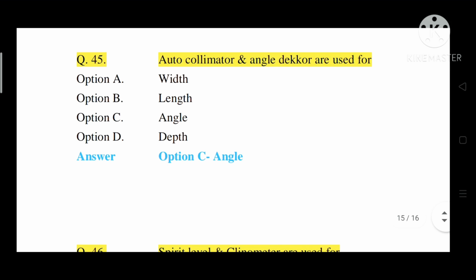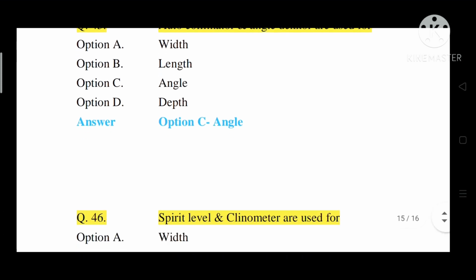Question number 45. Autocollimator and angle dekkor are used for what? Option A width, option B length, option C angle, option D depth. So correct answer is angle. Again, these two are used for checking angle.